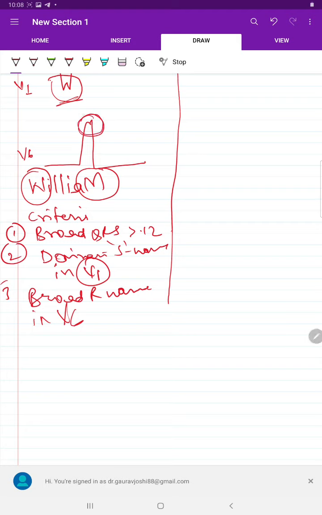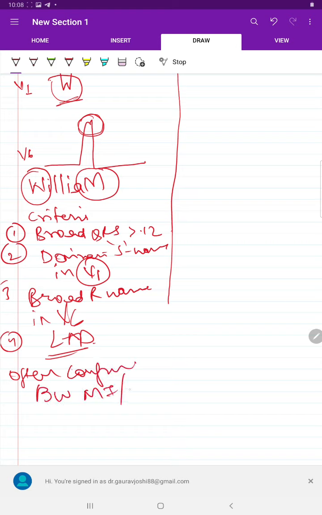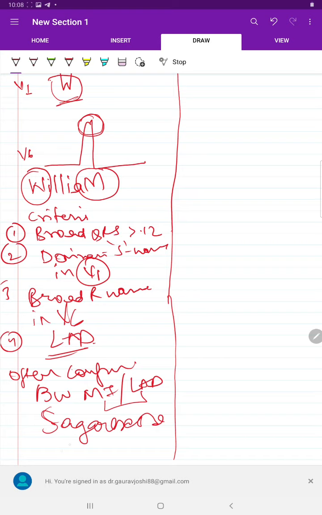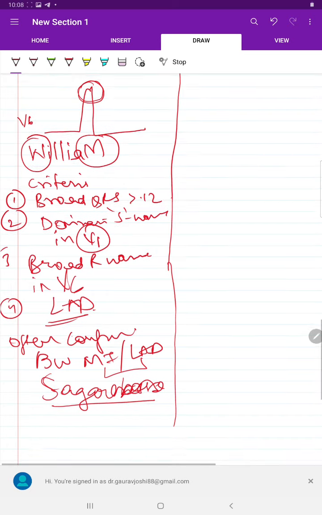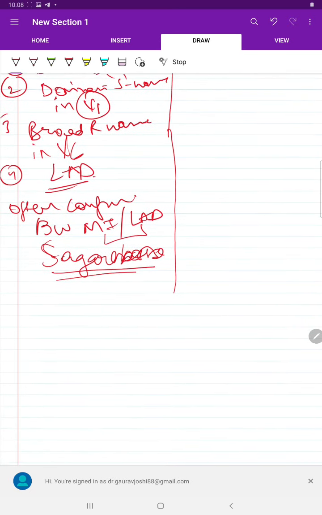This is the William pattern, and usually you will see left axis deviation in these patients, and it is often confused between MI or left axis deviation. So to differentiate between these two, there is one criteria, the Sgarbossa criteria. We need not go into detail about this Sgarbossa criteria, but we must know at least one name to differentiate between MI and left axis deviation.